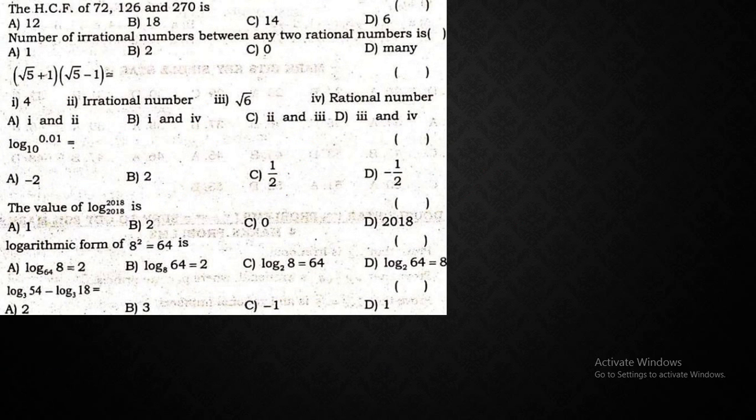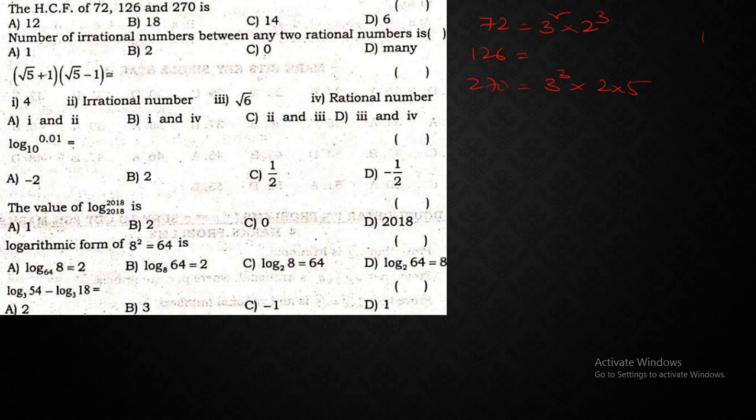So HCF of 72, 126 and 270. 72, how can I write it? 9 8s are 72, so 3 square into 2 cube. Next, 270, already we know, 3 cube into 2 into 5.